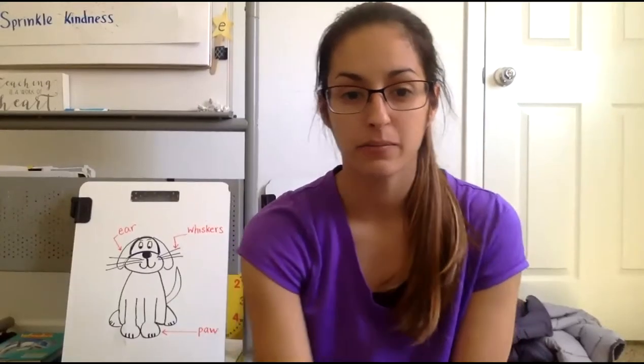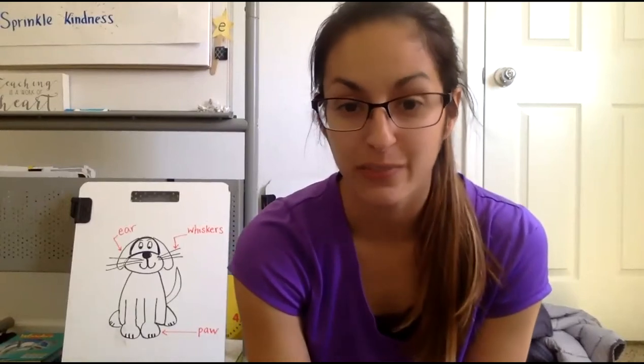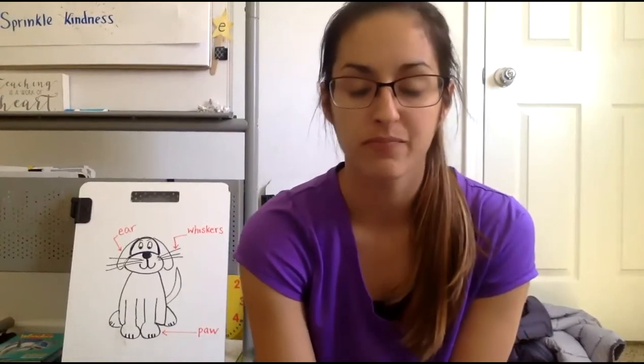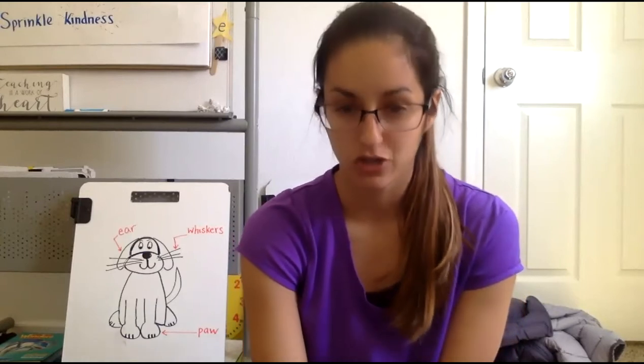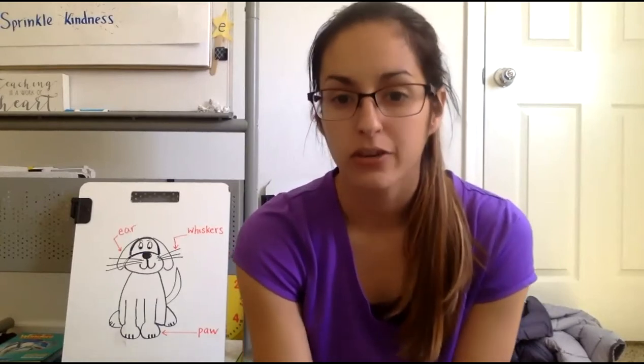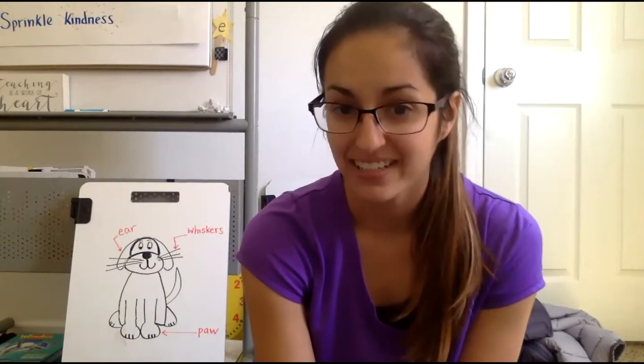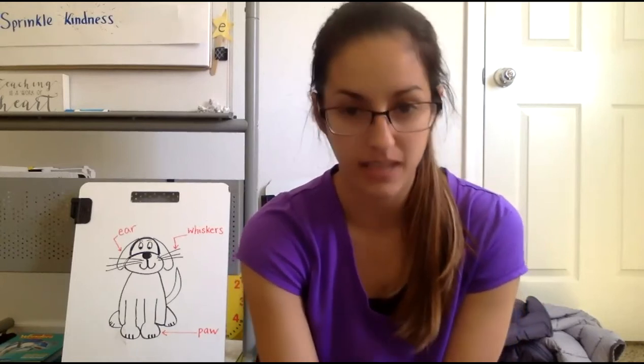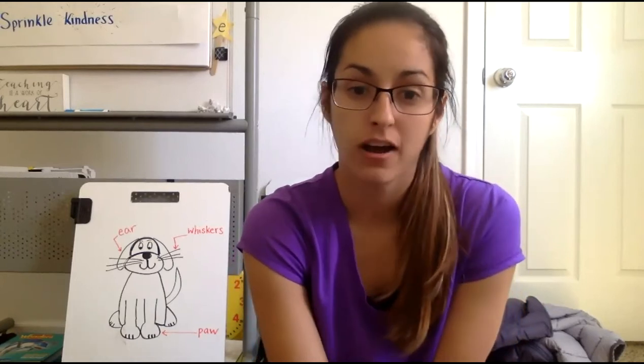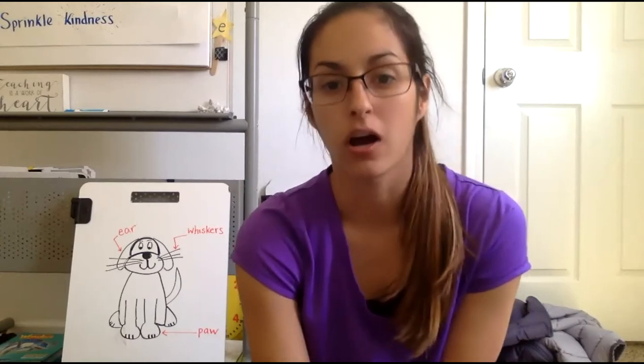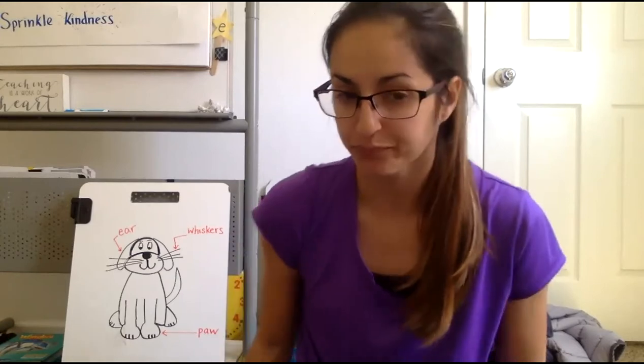For your independent practice today, you're going to get to do something a little bit fun and a little bit different. You are going to be drawing a picture. You can either draw a picture of the cat that is on the independent practice slide, or you can draw a picture of another animal or another object that you are interested in.